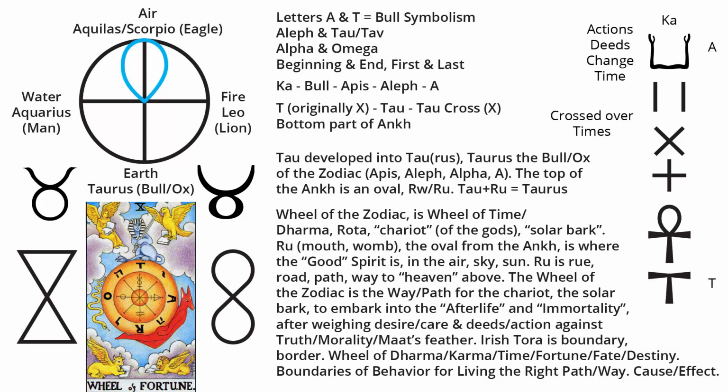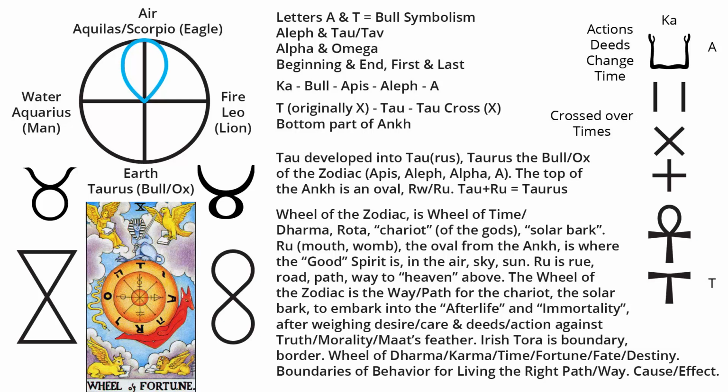So T was originally X, or X originally T. Well, you can understand that just by looking at a cross. If you tilt it 45 degrees, it becomes an X. And that's where we get the Tau cross from, the regular cross, which was like an X. But when you take off the top part, all you have left is the letter T, which is the Tau cross, and that's the bottom part of the Ankh.